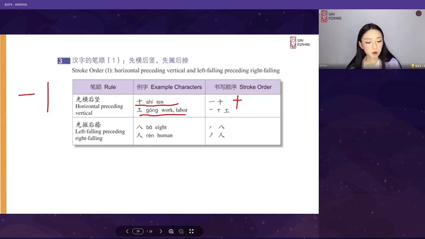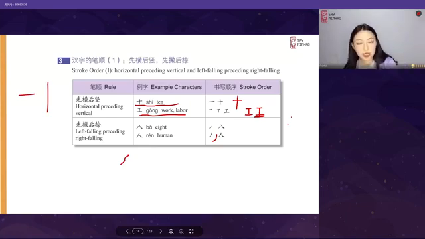We've seen it before. The stroke order is first a horizontal and then a vertical and then a horizontal. So first is the horizontal, then we write the vertical from top to bottom, and then there should be a horizontal to finish it. Okay, this is the first rule. First horizontal and then vertical.